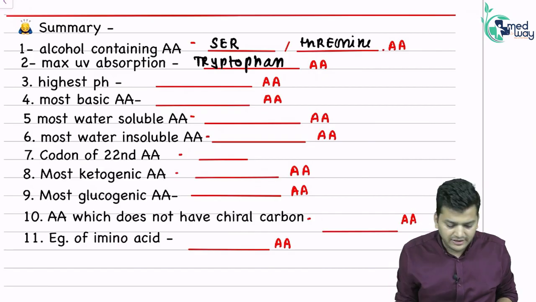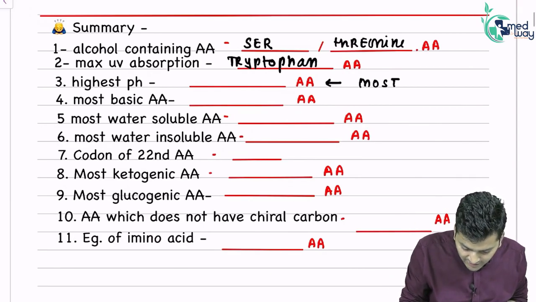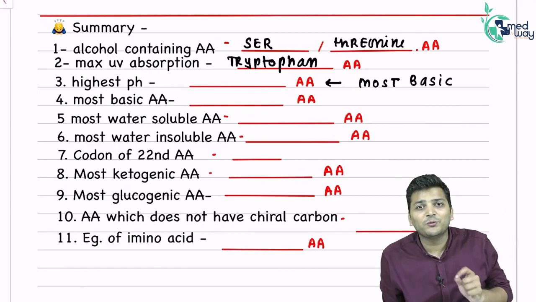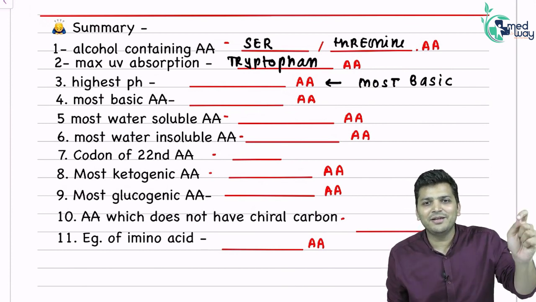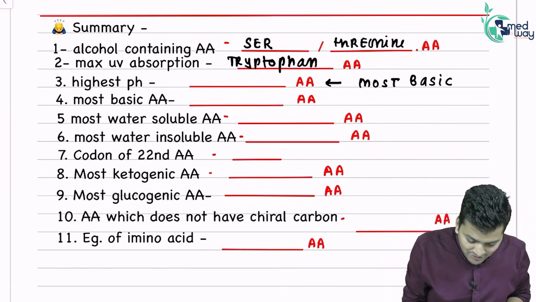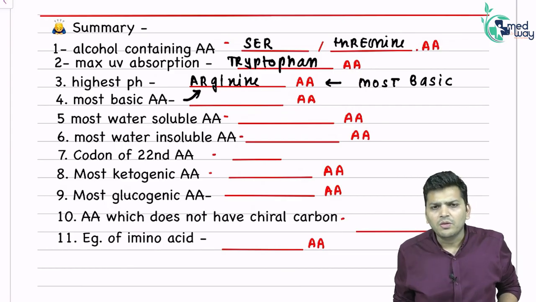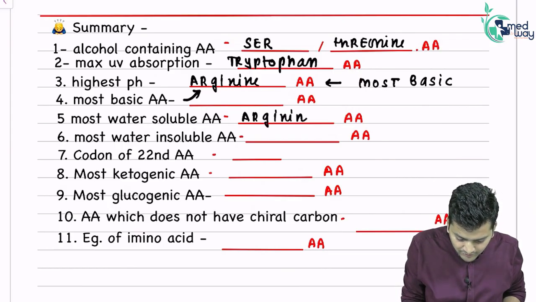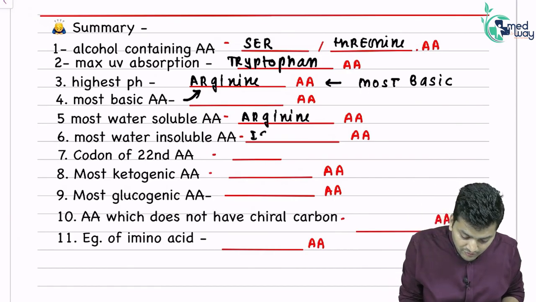Highest pH means most basic. Can you tell me the basic amino acids? What was the mnemonic for basic amino acids? His Lys Arg. The most basic is arginine. The maximum water soluble is also arginine. The maximum water insoluble, I have told you, is isoleucine.